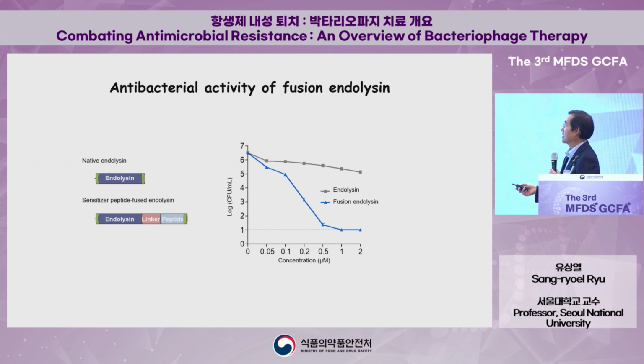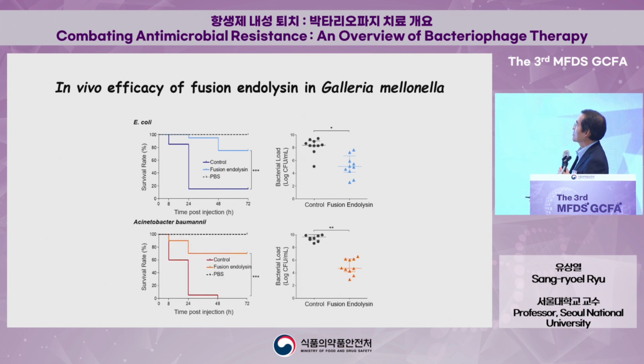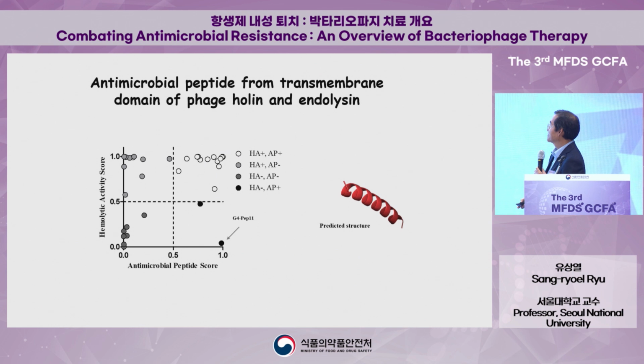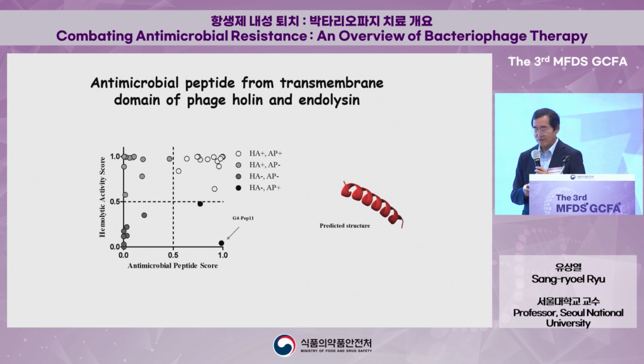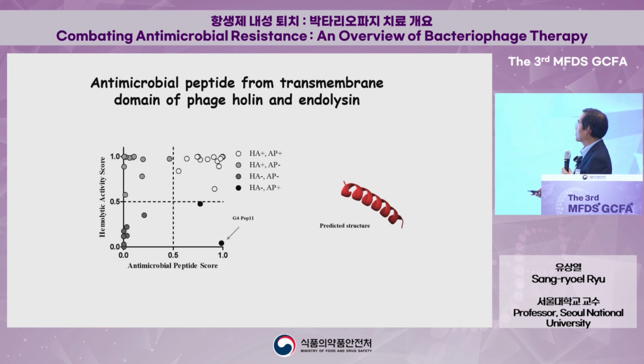And you can see that the antibacterial activity of the fusion endolysin is quite effective. So here we're using insects in order to study against E. coli and also the Acinetobacter bacteria. And also we have something called holin or phage holin.